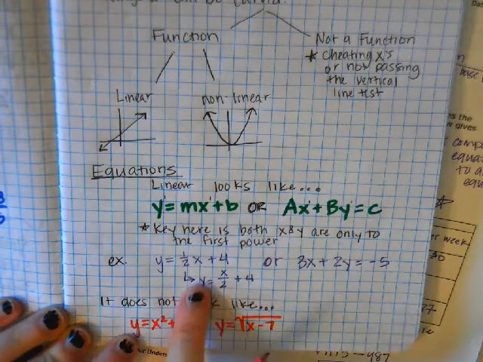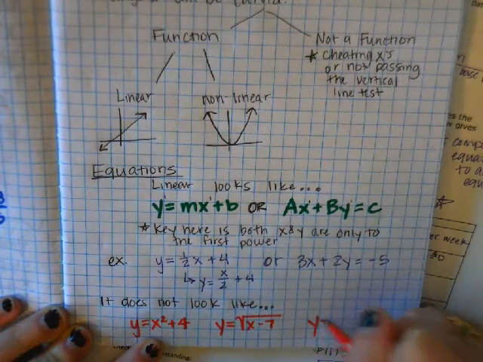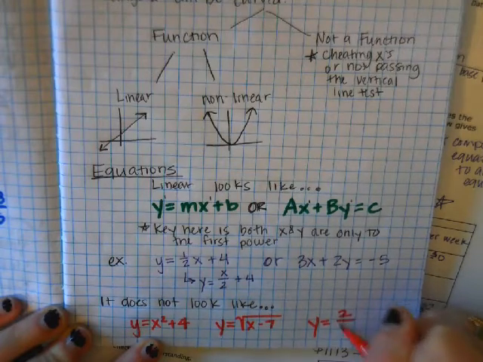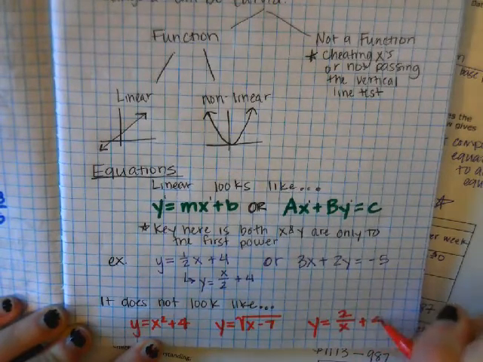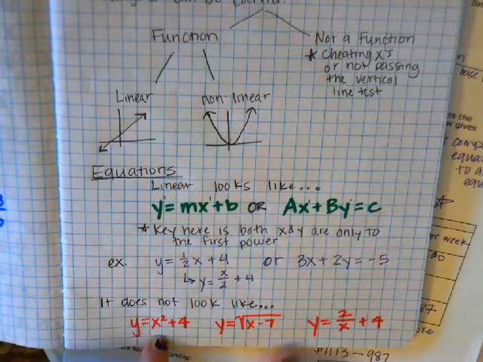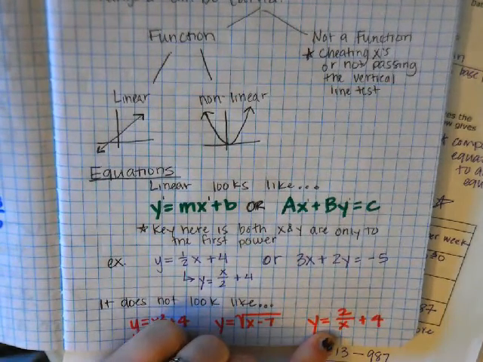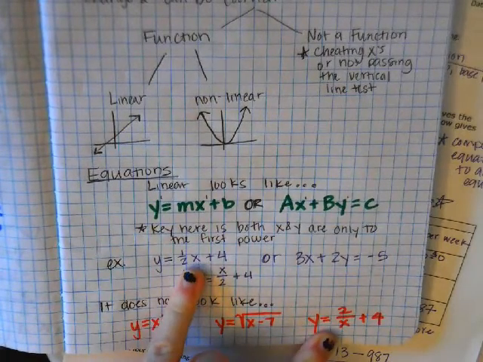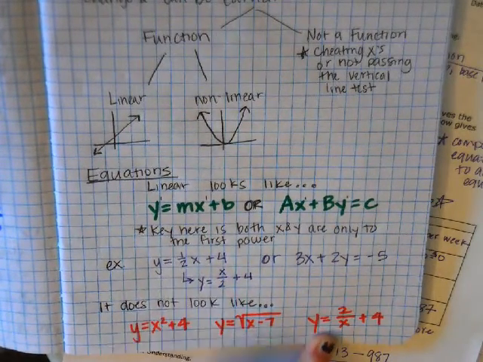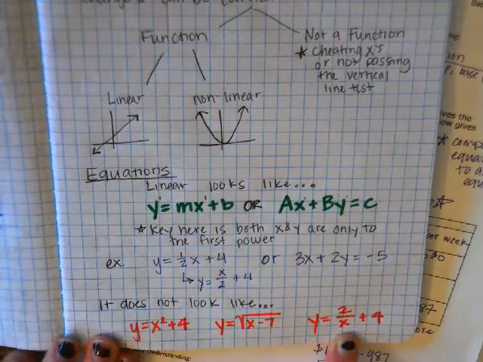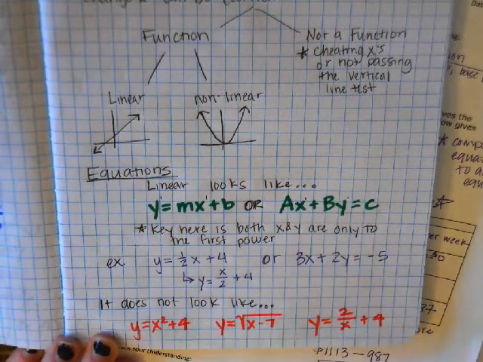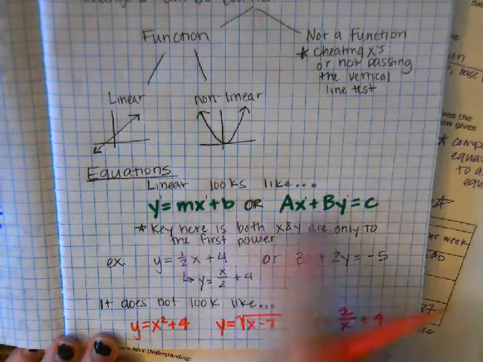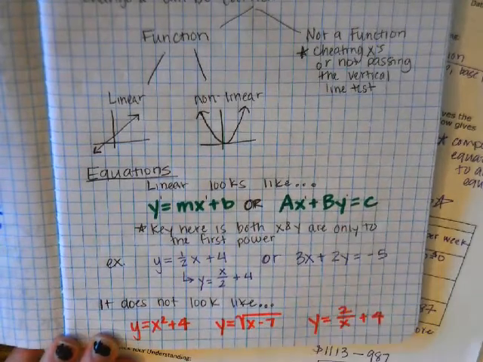Or, a minor change from this one right here, y equals 2 over x plus 4. Right, so in this case, x is in the denominator. So we're not multiplying anymore like we are here. We're dividing, so that means that this is not linear. So anything that doesn't look like one of these is nonlinear.